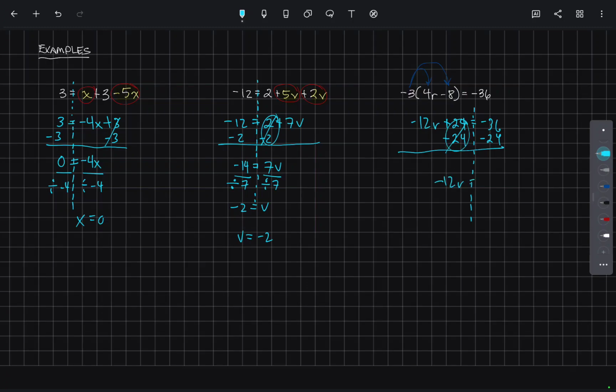Negative 12r equals negative 60. Negative 12 next to a letter means negative 12 times r. So the inverse operation would be division, dividing by negative 12. That'll give you 1r. Negative 60 divided by negative 12 is positive 5.